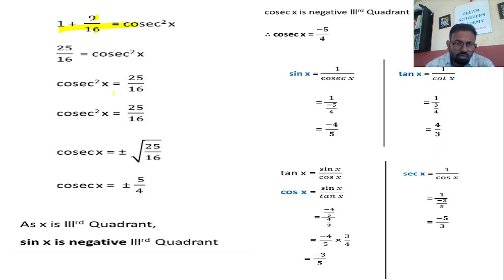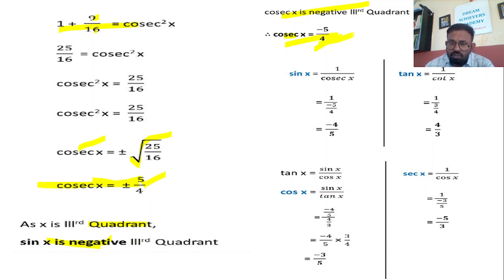So applying square root on both sides, I can get root of 25 by 16. So that's nothing but 5 by 4. Cosecant x is plus or minus 5 by 4, depends on which quadrant. So they are telling it is in the third quadrant. In the third quadrant cosecant will be negative, as sin x is negative and cosecant x also will be negative. In the third quadrant only cot and tan are positive, remaining all are negative. So here you can see cosecant x can be written as minus 5 by 4.